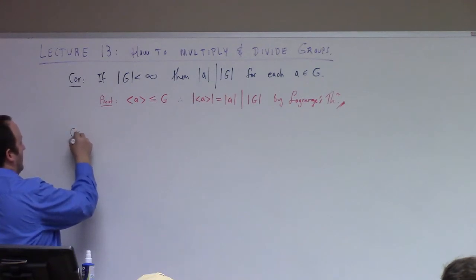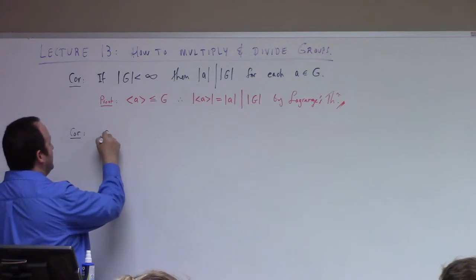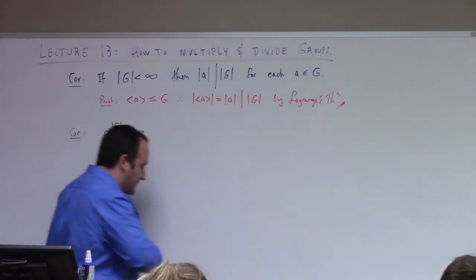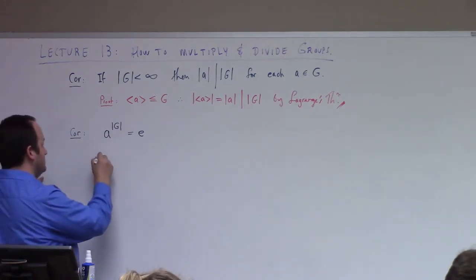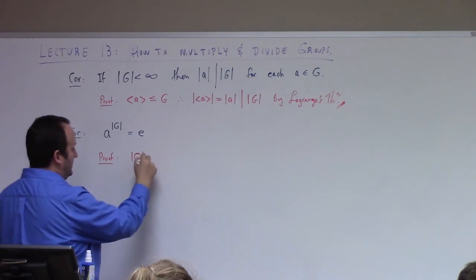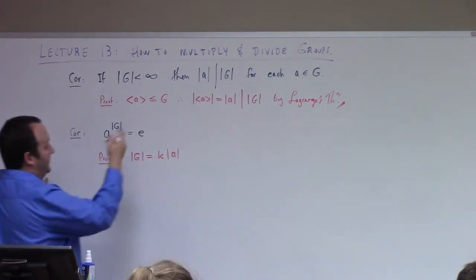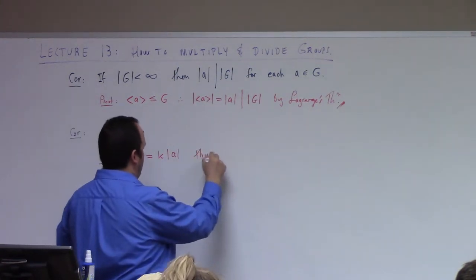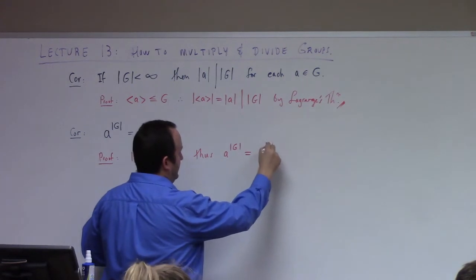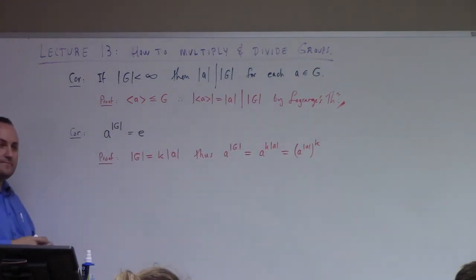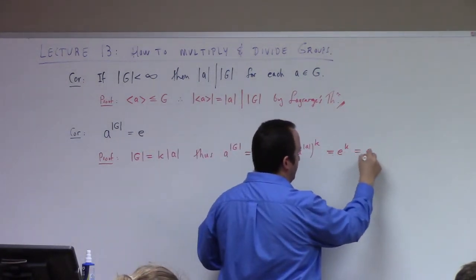Another corollary: if we take A to the power of the order of the group, we get the identity. All right? This is another easy corollary to Lagrange's theorem. So the proof: notice that the order of G is equal to K times the order of A by the previous corollary, right? The order of the group is a multiple of the order of any element. Thus, A to the power order of the group is A to the K times the order of A, which is the same as A to the order of A, to the K, but A to the order of A, by definition, is the identity. And so you got the identity to the K power, otherwise known as the identity. All right.